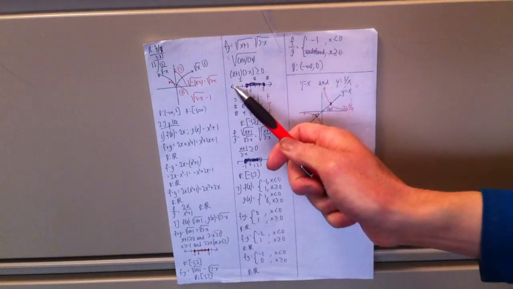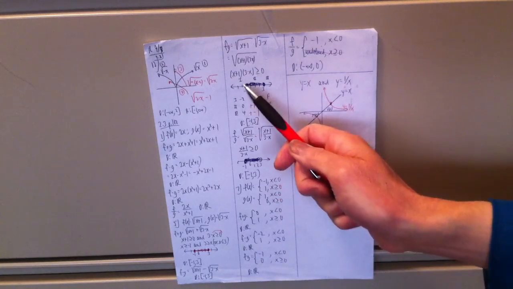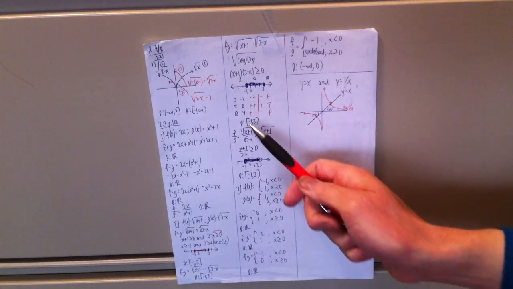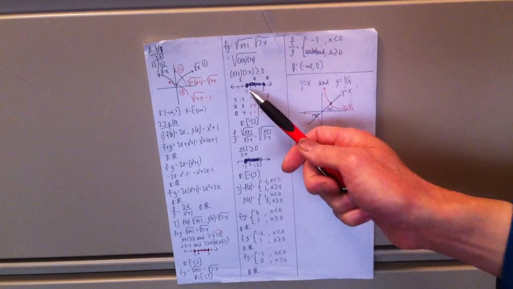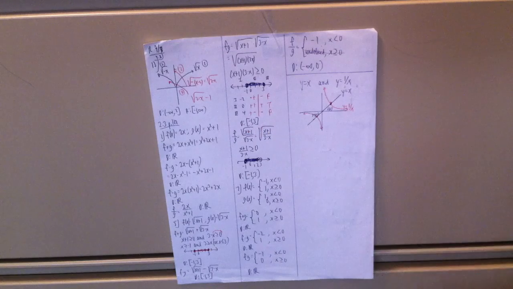Region 3, plug in 4. 4 plus 1, positive. 3 minus 4, negative. Positive times a negative is a negative. Is a negative greater than or equal to 0? No, that's false. Do not shade in region 3. So I just shade in region 2. So bracket negative 1, 3, bracket.